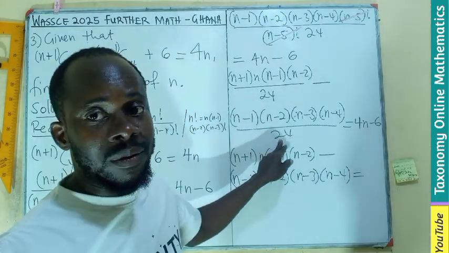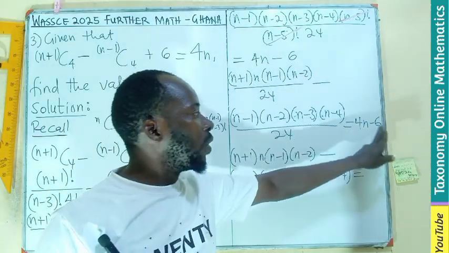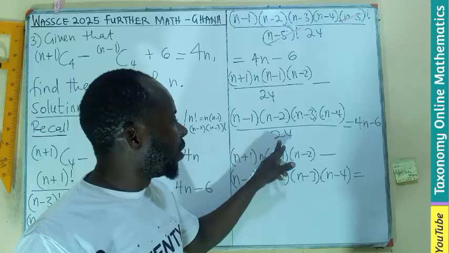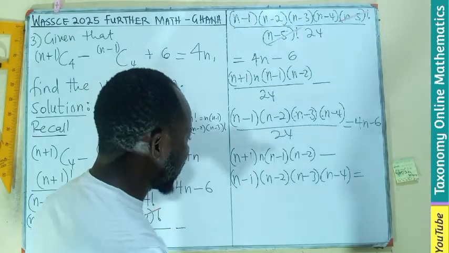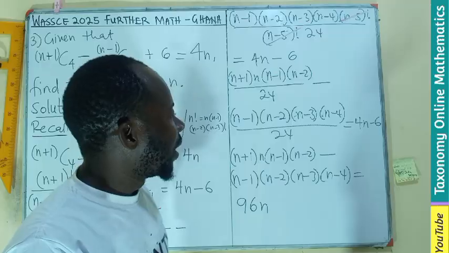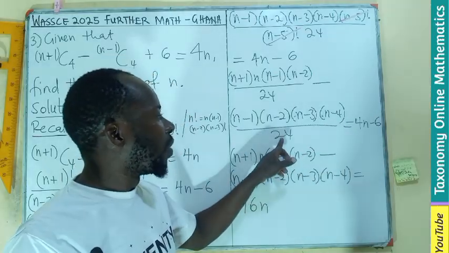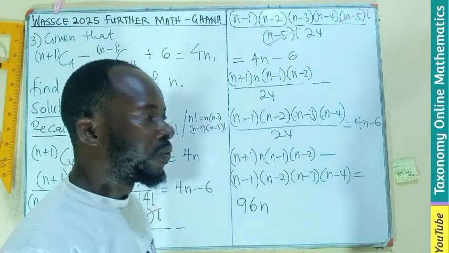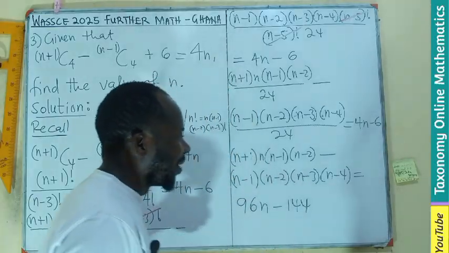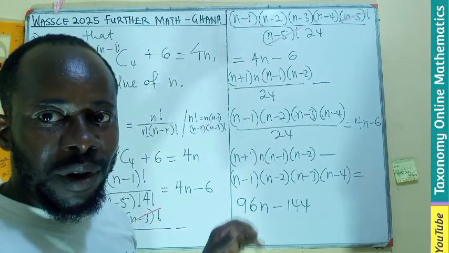This 24 multiplies all the terms. So 24 times 4 is going to be 80 plus 16, 96. So as we have 96n, then 24 times this, 120 plus 24, 144. So minus 144. I'm sure you are following the steps.